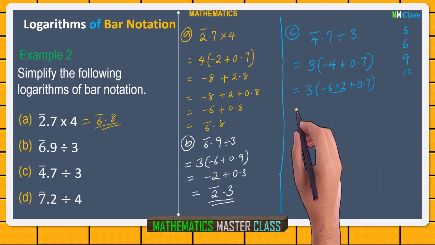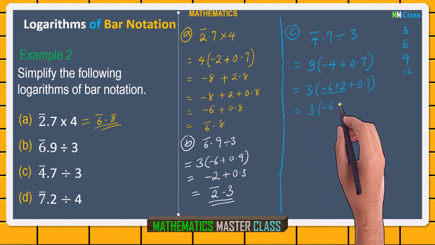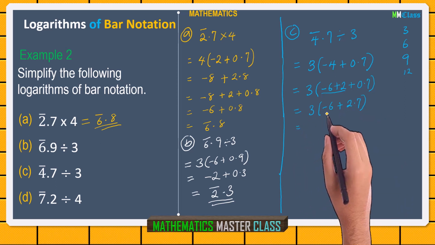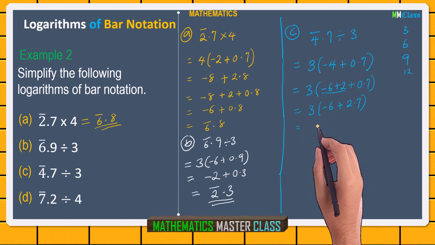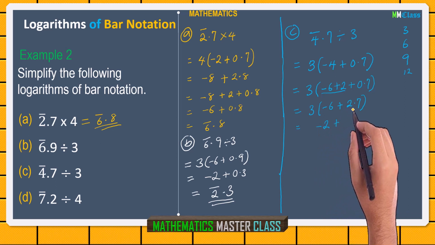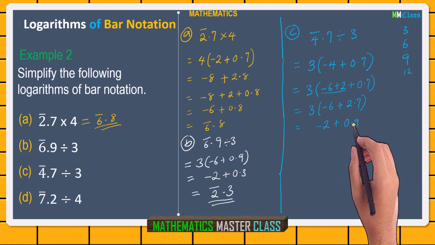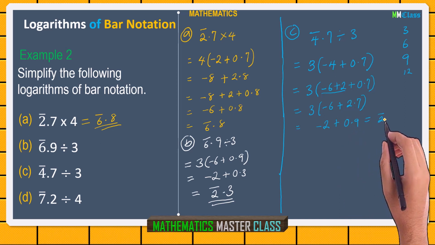So if we continue, we are now going to get 3 open bracket minus 6 plus 2.7. So you can see now 3 can divide this one, which is 3 into minus 6 will give us minus 2 plus 3 into 2.7 will give us 0.9. So our final answer therefore is bar 2.9.